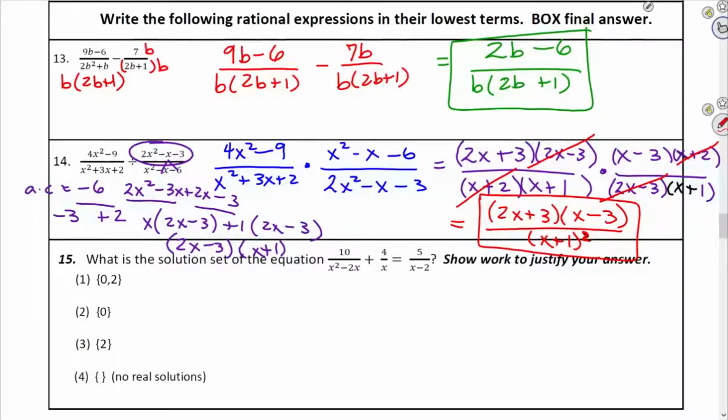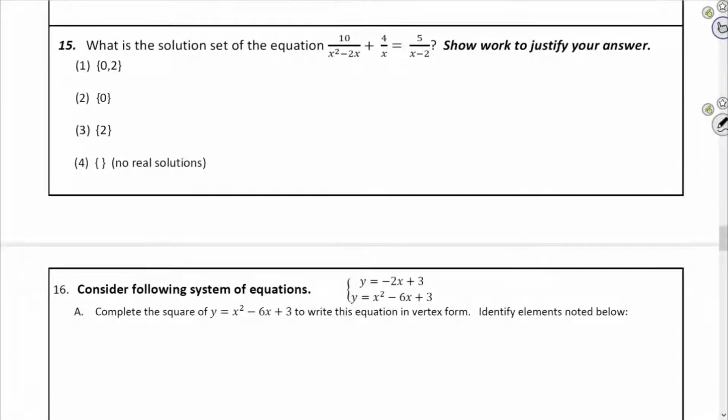Okay. Let me erase that and scroll up to do the next one because I might need some more space on that one. Okay, 15. What is the solution set of the equation? And then I have this rational equation. Show work to justify your answer.